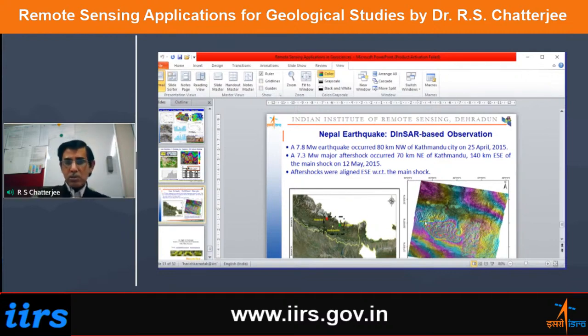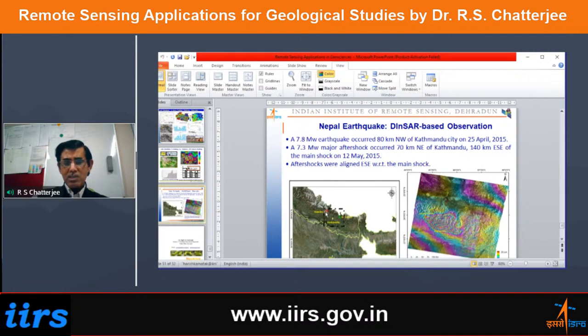Okay, and this is the image you can see. This is from 2015, on the 25th of April, when the earthquake took place in Nepal, near Kathmandu. That is the Gorkha earthquake. A 7.8 magnitude earthquake occurred, and many earthquakes of magnitude 6 and above occurred afterwards, and one 7.3 magnitude earthquake occurred very near to the main shock of 7.8 magnitude. The 7.3 magnitude earthquake occurred in Kodari village, which is 140 kilometer east-southeast of the main shock.